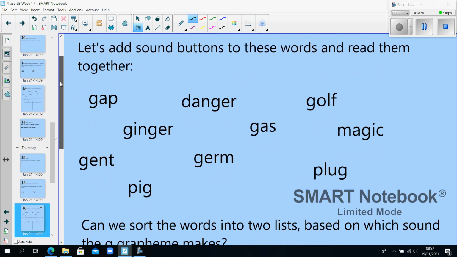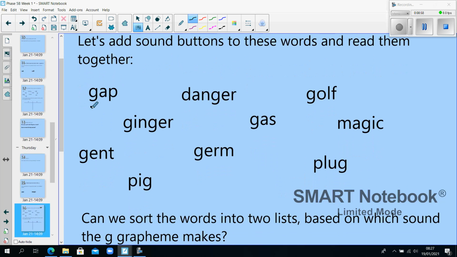Add sound buttons to the words and read them. Pause your video here. G-a-p, gap. D-a-n-g-er, danger. G-o-l-f, golf. G-i-n-g-er, ginger. Gas. Magic. Gent. Germ. Plug. Pig. Sort them into two lists based on which sound the G grapheme makes.